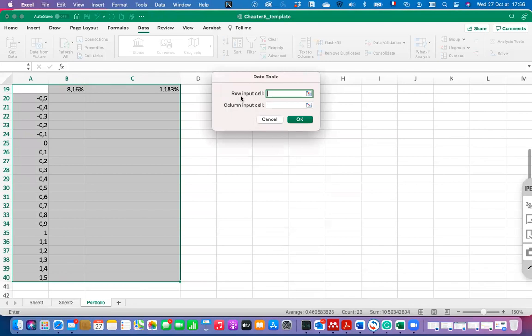When you see row input cell, you will make the modifications or the variation in the row. Column input cell, the variation will be on the column.